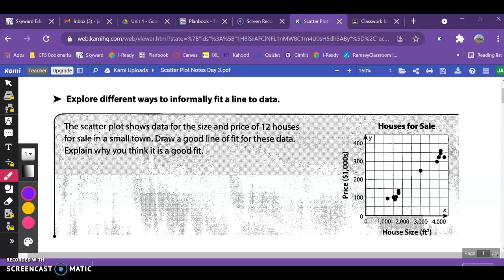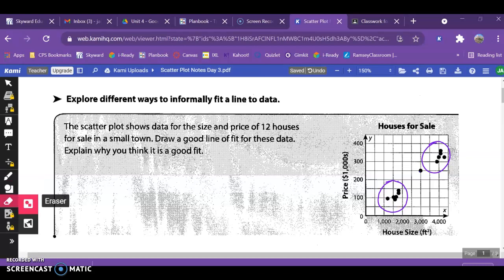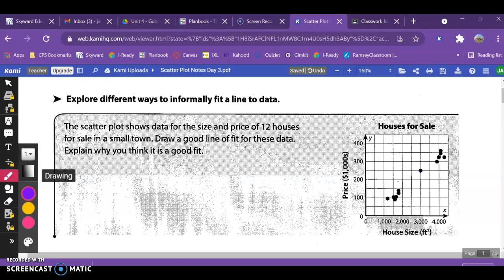So what I notice is that there's two clusters here. We have this one and we have this one, and then we have this point in the middle. So when you draw a line of best fit and you're not mathematically figuring out points of where it should go, you want it to go through the center of the clusters as best as possible. And you want to use a straight edge to draw the line so that it's as nice as you possibly can have it.